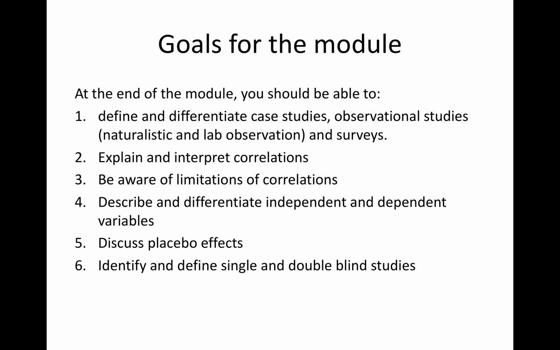So just take a minute to read the goals for the module. As noted at first, you're supposed to define and differentiate case studies, observational studies, and surveys. You should be able to explain and interpret correlations. You should be aware of limitations of correlations. You should be able to describe and differentiate independent and dependent variables. You should be able to describe placebo effects and the remedies for placebo effects, which are single and double-blind studies.